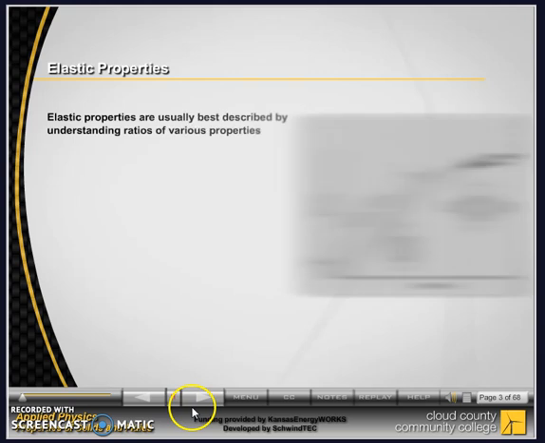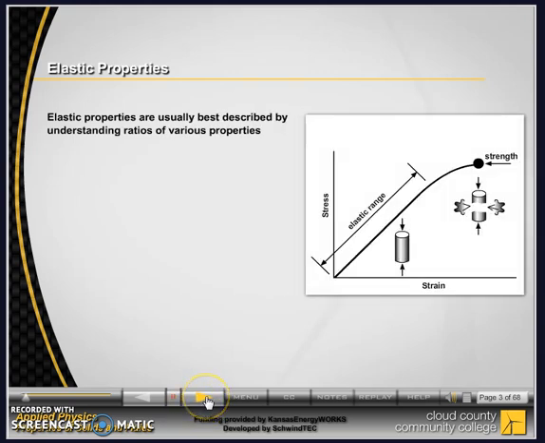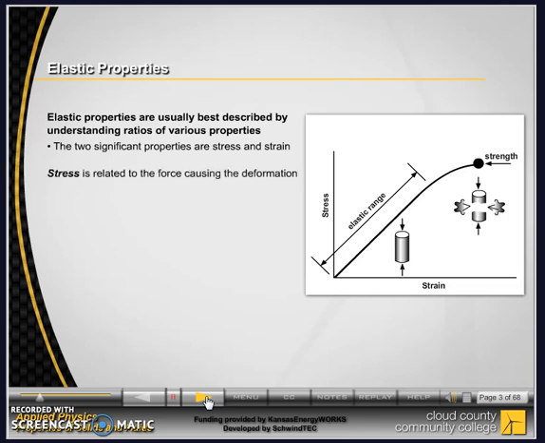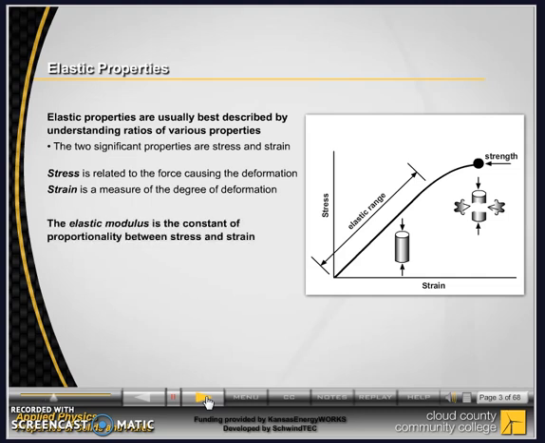Elastic properties are usually best described by understanding ratios of various properties. In this case, the two significant properties are stress and strain. Stress is related to the force causing the deformation. Strain is the measure of the degree of deformation. The elastic modulus is the constant of proportionality between stress and strain.